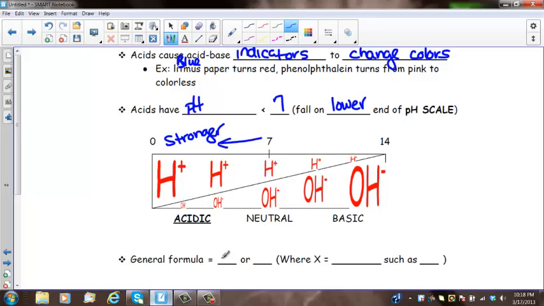They have the general formula HA or HX, where X is equal to an anion, such as Cl minus. So A or X is the anion.